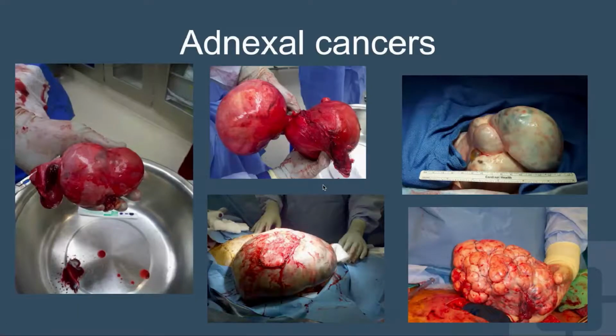So can you tell by looking at adnexal masses which one of these are cancerous? The answer is none of them, actually. This is a uterine fibroid on the far left. On the top middle, again, is a uterine fibroid. The top right is a fibroma, I'm sorry, is a cystofibroadenoma. The bottom right is a fibroma, and that middle is a torsed ovary.